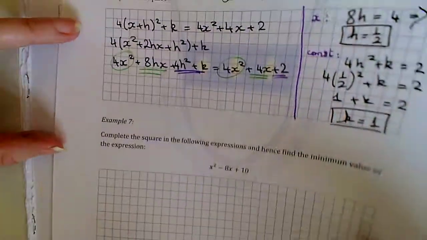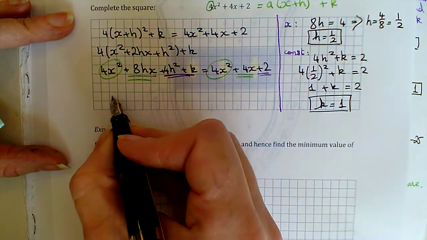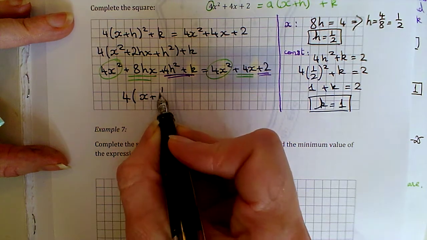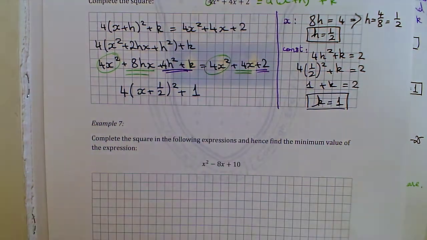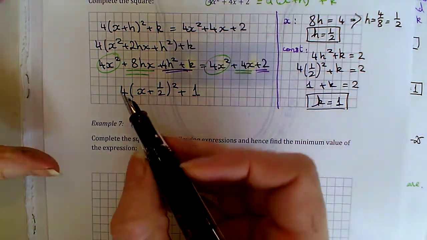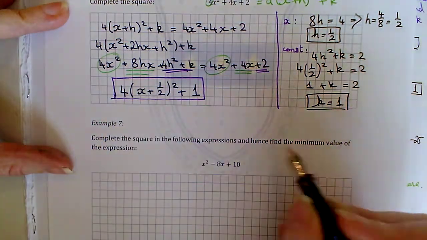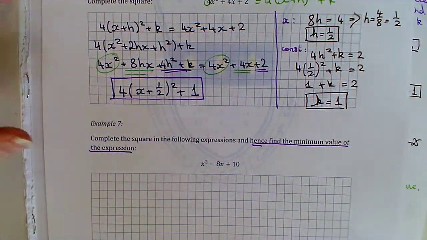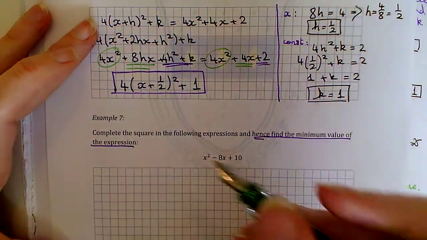And then we fill into this formula here and we get, in the completed square format, this is 4 bracket x plus a half all squared plus 1. So that's the answer in completed square format. Now, the next question has a hence. Hence means using your previous answer, using the answer that you just found. So we're finally going to use what we've been doing.